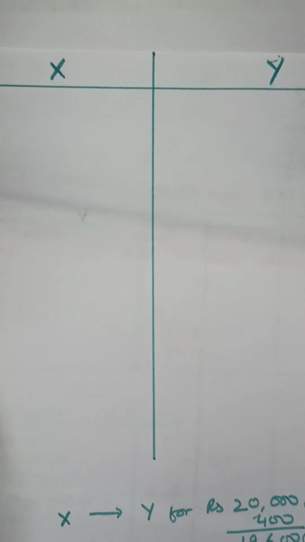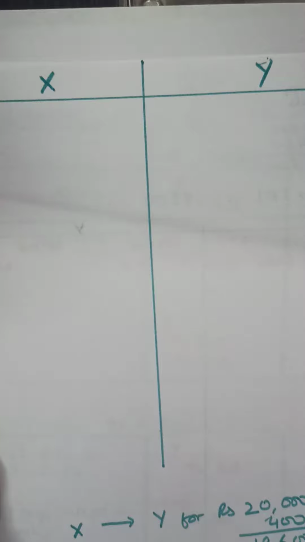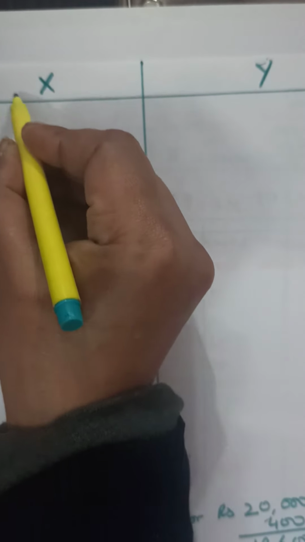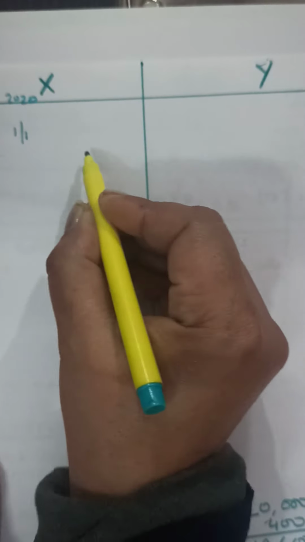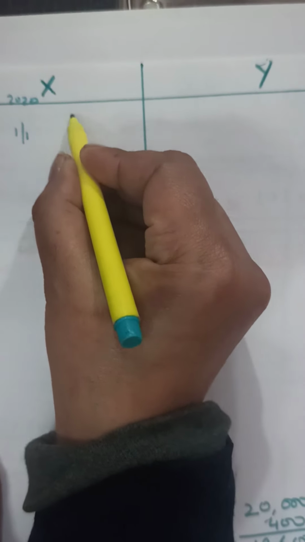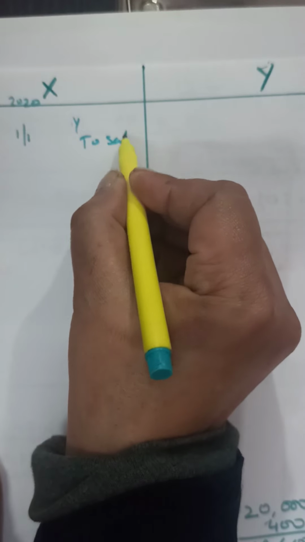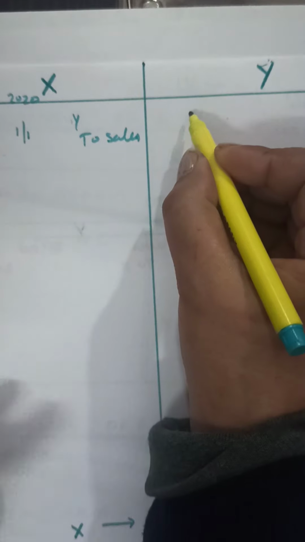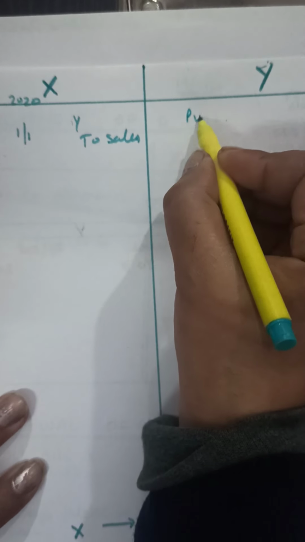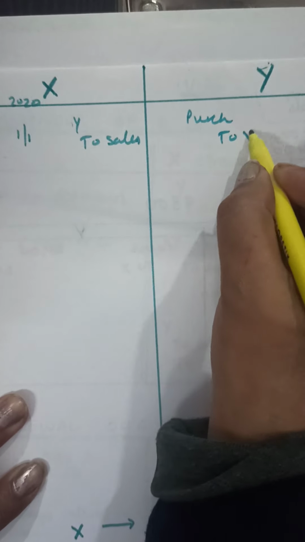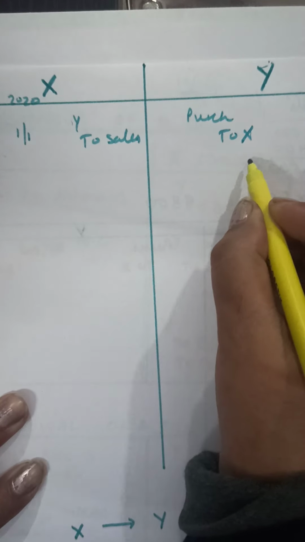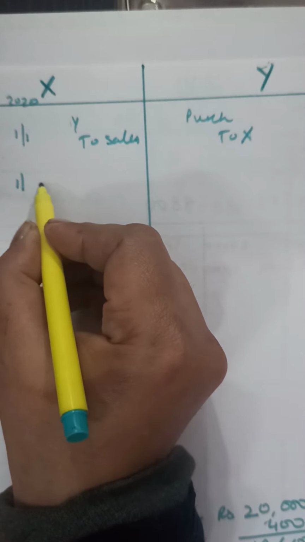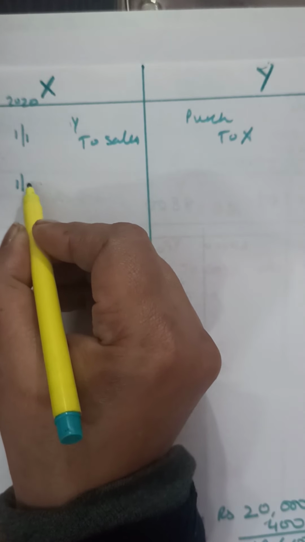The first treatment is when the goods are sold. So first is on 1st of Jan 2020. In the books of X, it will be Y to sales for 20,000, and in the books of Y, it will be purchases to X for rupees 20,000.